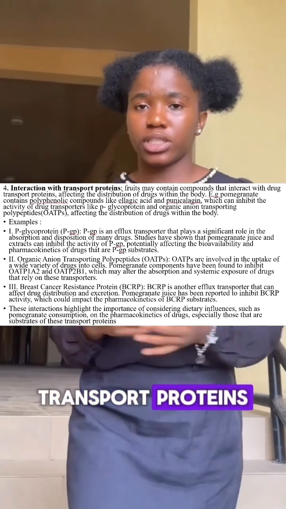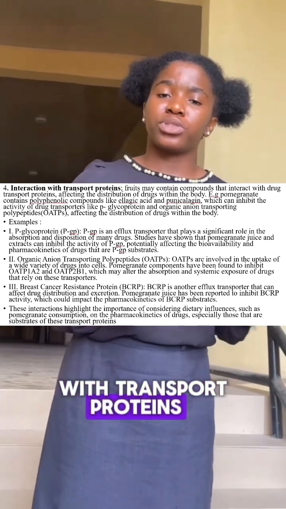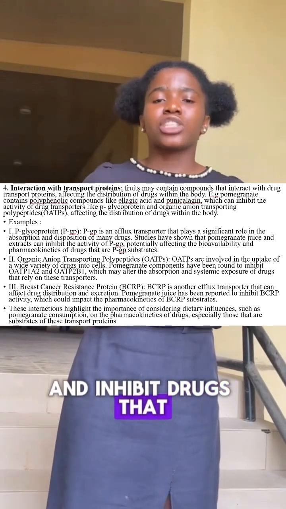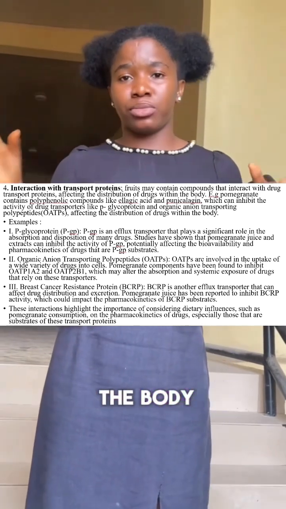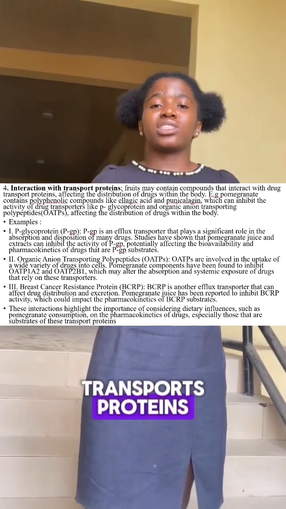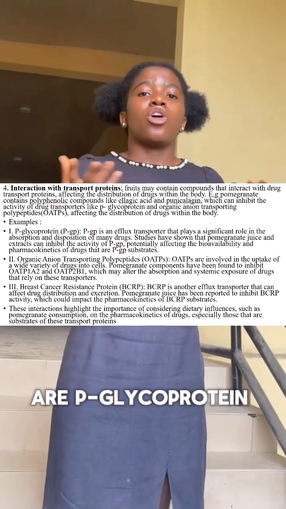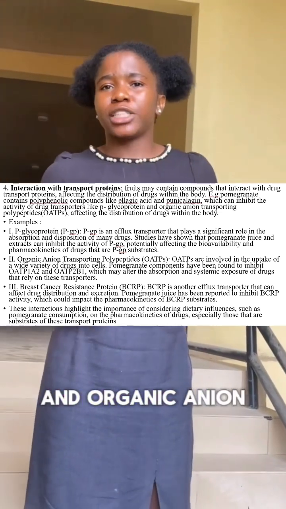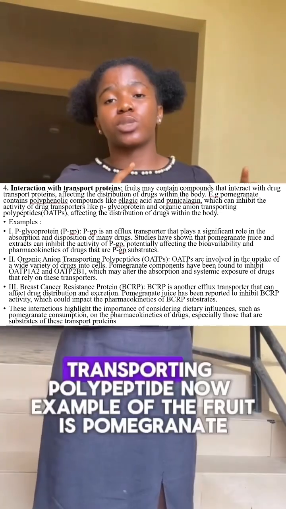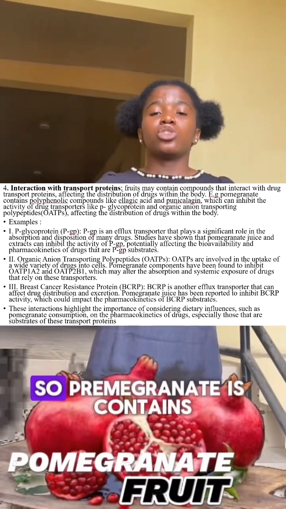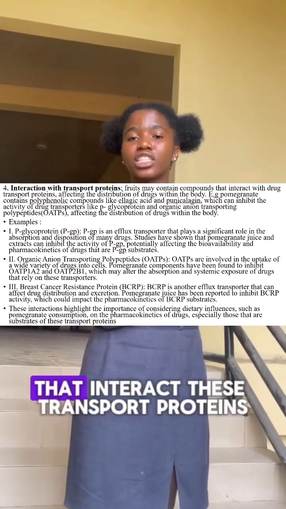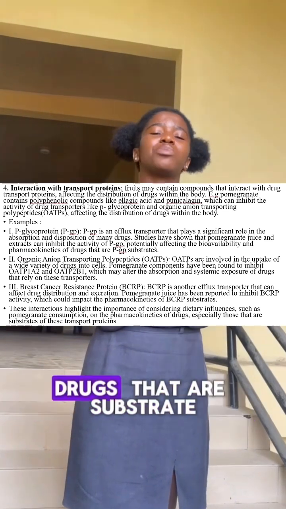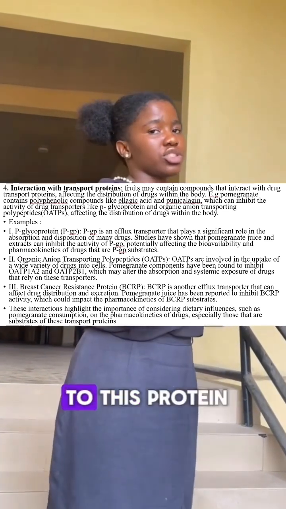The second mechanism of action is interaction with transport proteins. Certain foods interact with transport proteins and inhibit drugs that are transported by such proteins in the body. Hence, it reduces the distribution of such drugs in the body. Examples of such transport proteins are P-glycoprotein and organic anion transporting polypeptide. An example of a food that interacts with transport proteins is pomegranate. Pomegranates contain polyphenolic compounds such as ellagic acid that interact with these transport proteins and inhibit drugs that are substrates to these transport proteins.